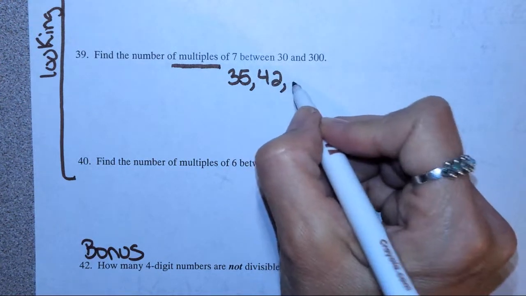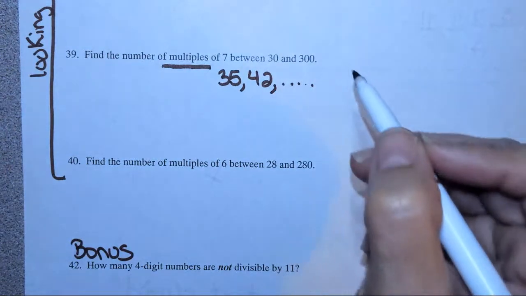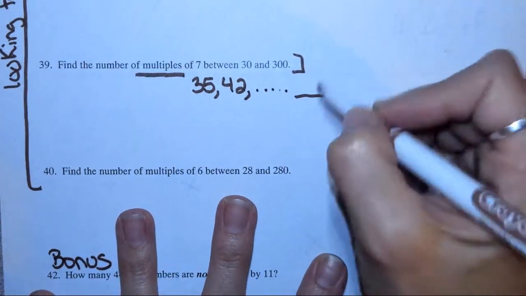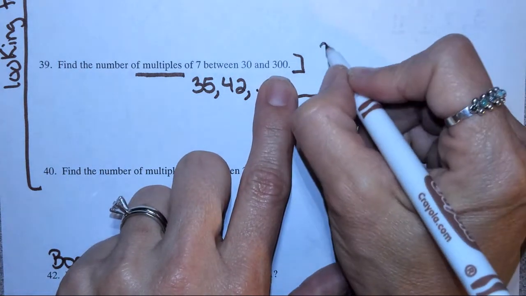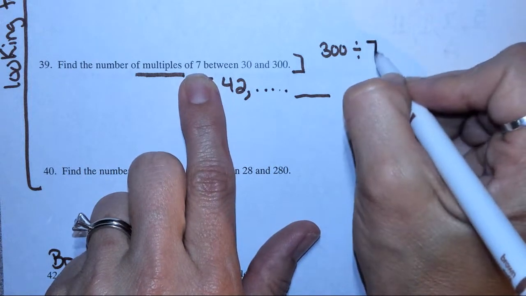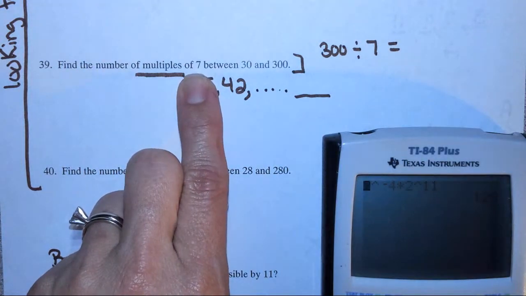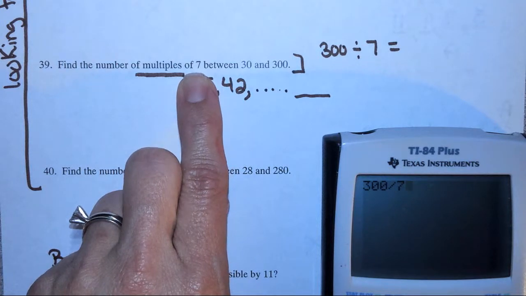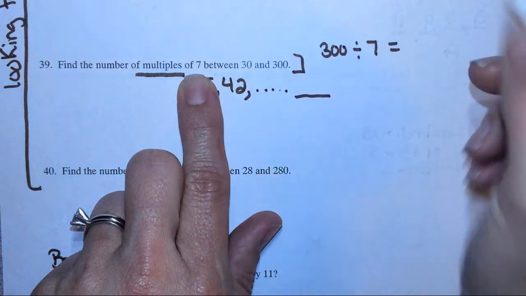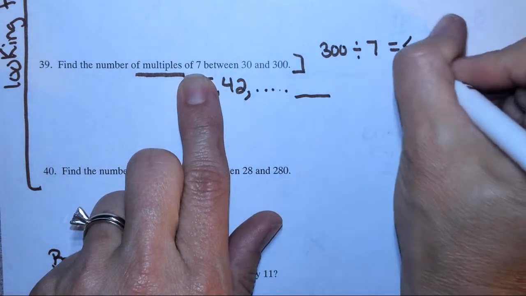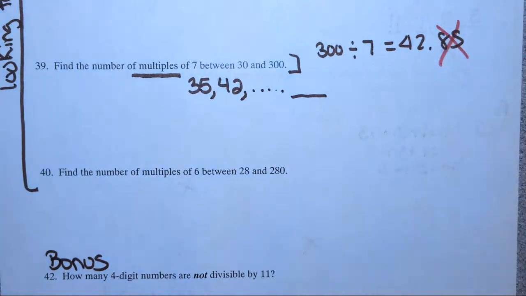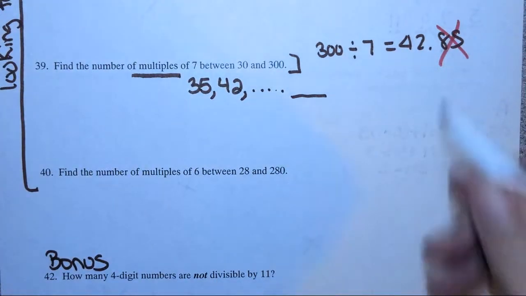I could keep counting on my fingers, dot, dot, dot, all the way to 300, but that would take a really long time. So here's the trick to finding this last number. You take the last number they gave you, and you divide it by whatever the multiple is. So I'm going to divide by 7. I'm going to type that in my calculator: 300 divided by 7 gives me 42.85. And I don't care about this decimal. Just whack it off. All I really have now is 42.